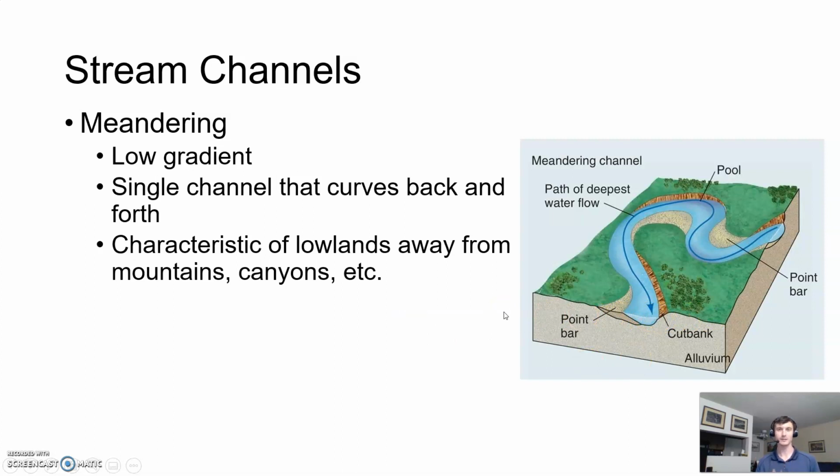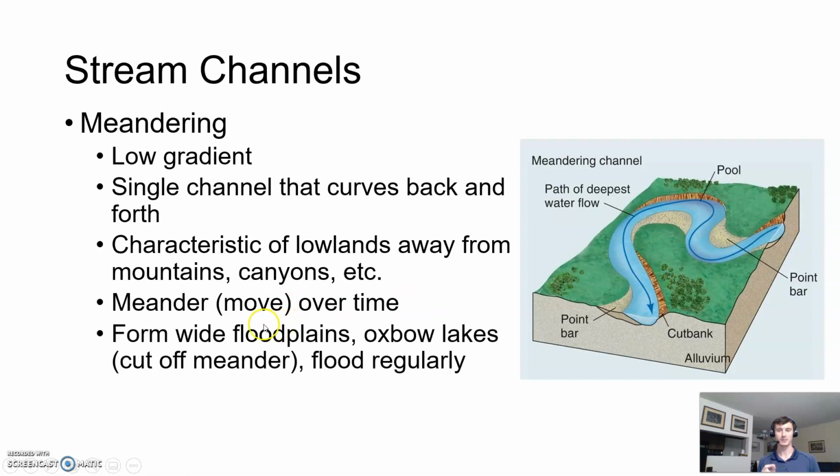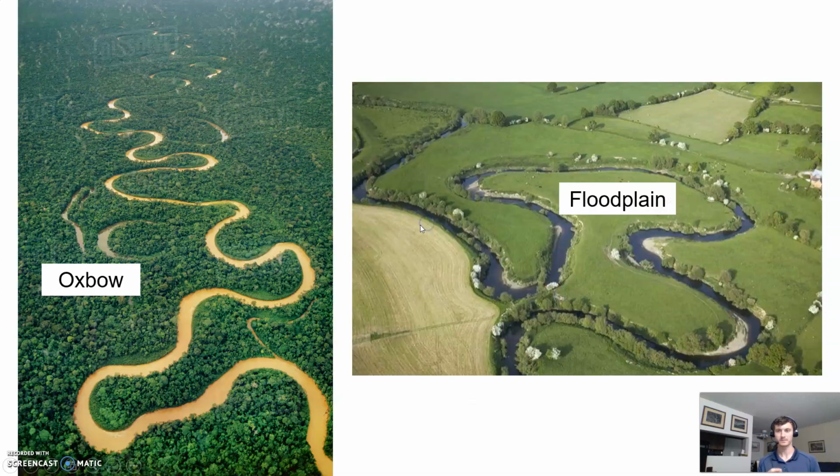So relatively flat places, far away from mountains or anywhere that's steeper or higher gradient, a little bit lower energy for these. These tend to move and meander over time, and they form wider floodplains, things called oxbow lakes, which we'll look at in a minute, and they tend to flood regularly. Many of the longer rivers of the world tend to be meandering rivers. We'll cover this a little bit more in a bit.